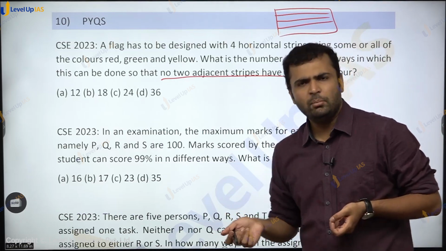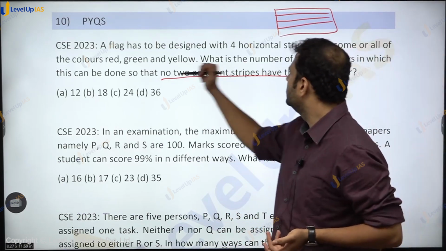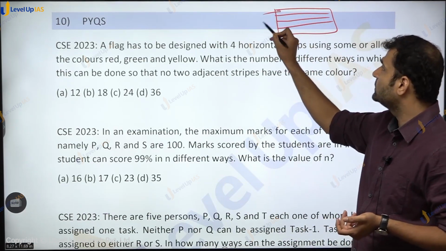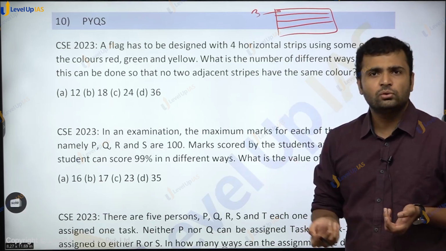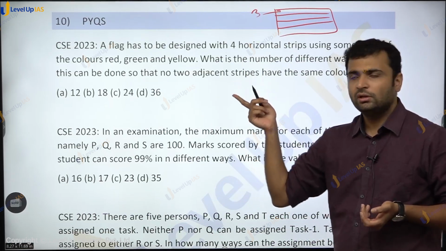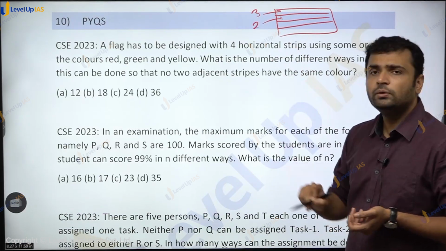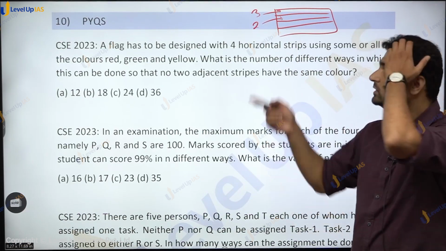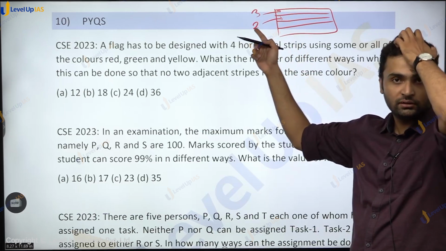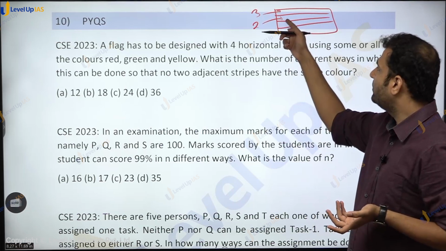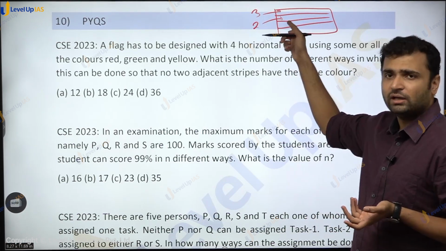Fine. Now you can start from anywhere. Let us start from above, the topmost stripe. How many choices for this? We have 3 choices. Give any one color out of 3. Now, for the next stripe, how many choices are left? Only 2, right? Because this color cannot come here. That is the only condition, that the same color should not come side by side. Here 2 options are left because the color from the previous stripe cannot come here.